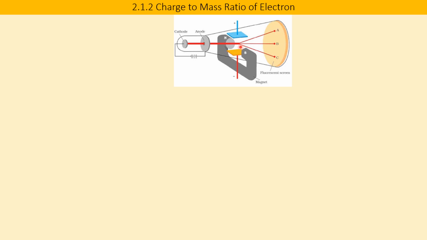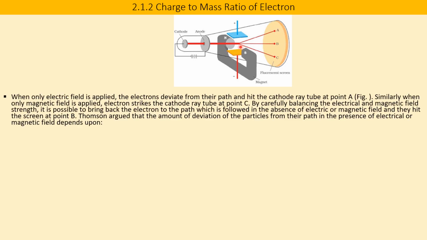According to Thomson, the amount of deviation of particles from their path in the presence of electric and magnetic fields depends on the following factors. When only the electric field is applied, the electrons deviate from their path and hit the cathode ray tube at point A, as shown in the figure. Similarly, when only the magnetic field is applied, electrons strike the cathode ray tube at point C. So point C is due to the magnetic field, and the path towards point A is only due to the electric field.